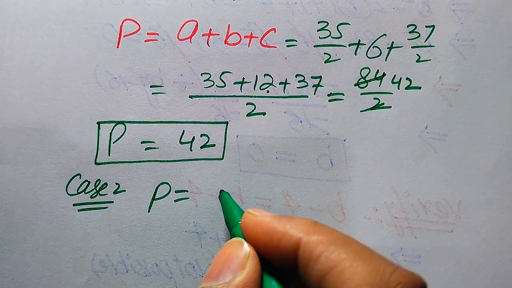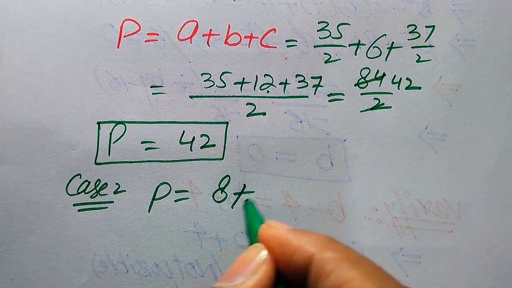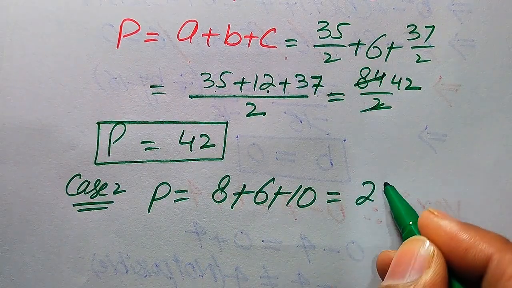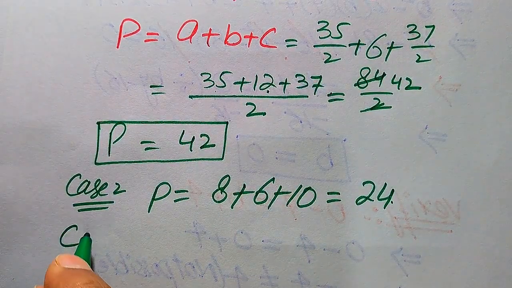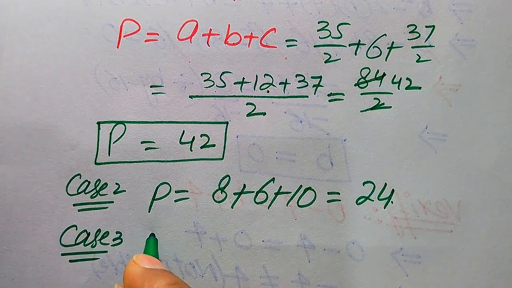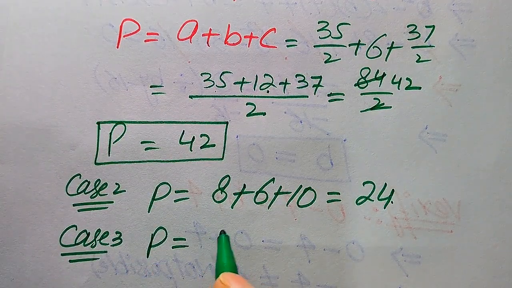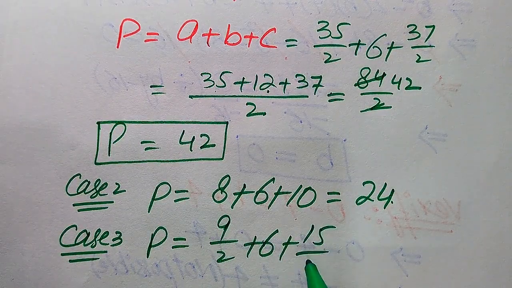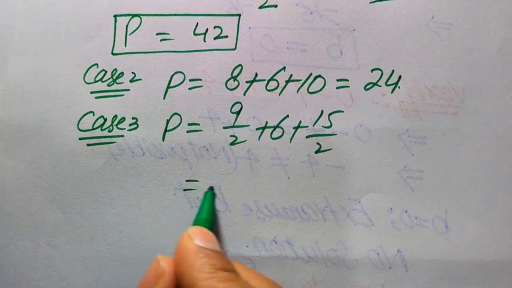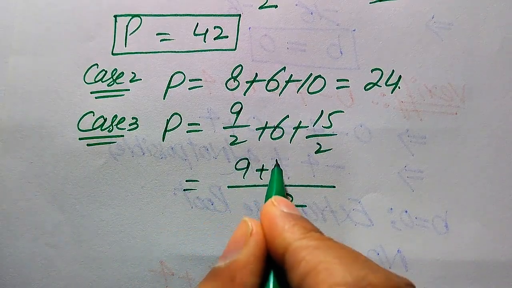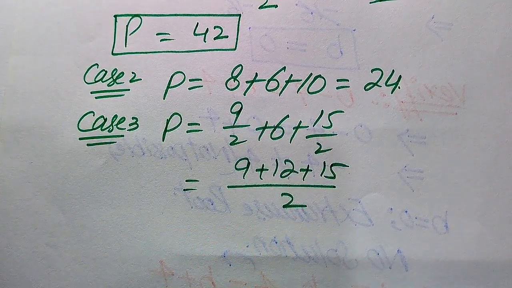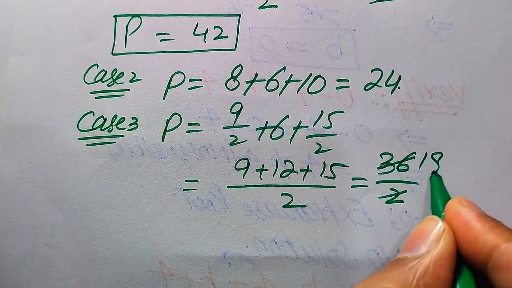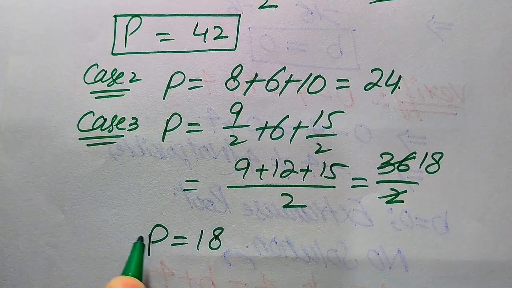From the second case, the values which we get are 8 plus 6 plus 10. So this will be written as 18, and it becomes 24. The parameter which we get from the third case is P equals 9 over 2 plus 6 plus 15 over 2. After taking the LCM, we obtain 2 and 9 plus 12 plus 15. It becomes 36 divided by 2, and after cancellation we get our P equals 18.